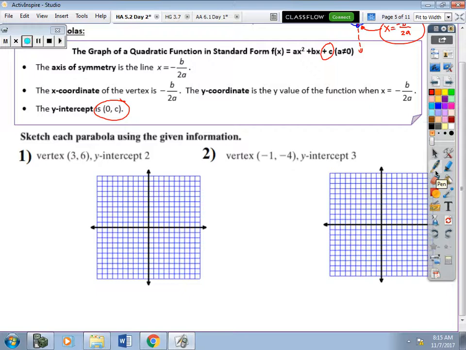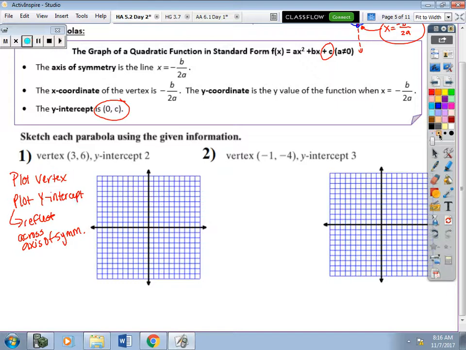They've given me the vertex, so we're going to plot the vertex. We're also going to plot the y-intercept. And then remember that the point that we find at the y-intercept, we can reflect it across the axis of symmetry. We're going to draw in that line of symmetry so that we can see it, and then we will just reflect it about that axis of symmetry.